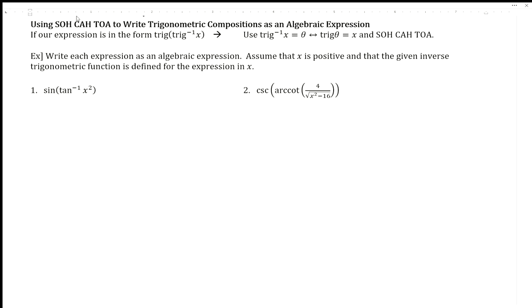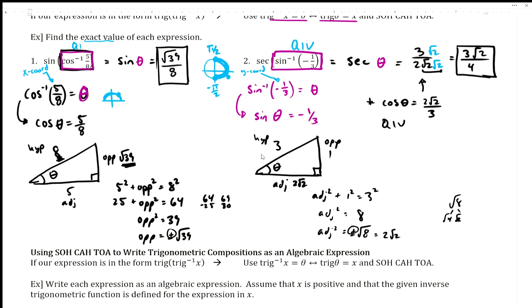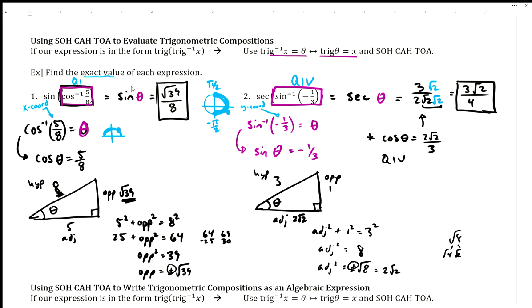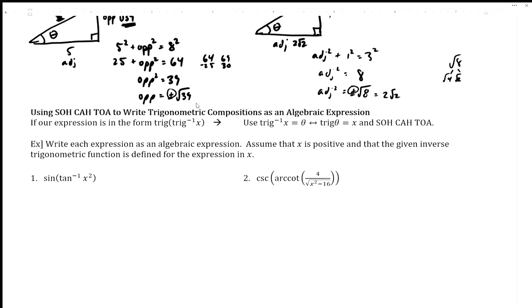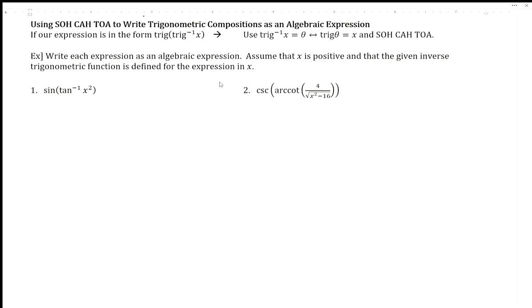Hi everyone, and welcome to our video of using SOH CAH TOA with our inverse trig compositions, but this time around we have variable expressions involved. If you're going in order, the previous video was the same deal, inverse trig, but it had numbers. But it doesn't change the strategy, so it doesn't matter what they put in these, we're still just going to create a right triangle.